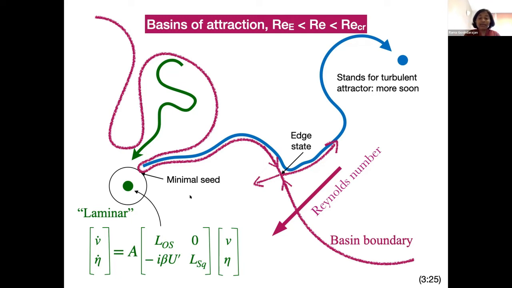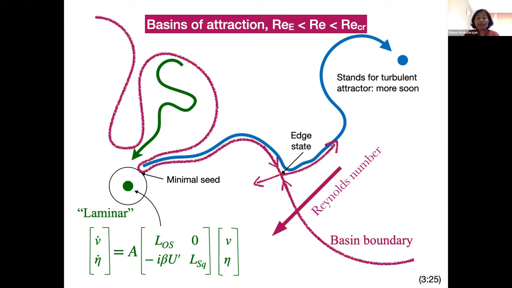And as the Reynolds number keeps increasing, this basin boundary basically closes in on the laminar case, and you can do the smallest possible thing and you would be on the turbulent side of the basin boundary. So this can be thought of as what Reynolds number does.